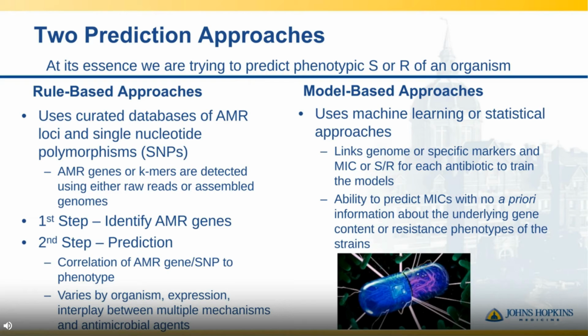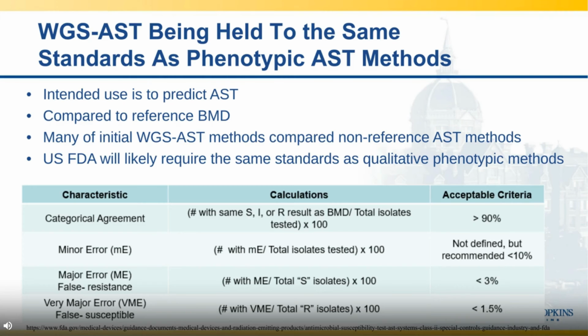These models have the ability to predict MICs with no a priori information about the underlying gene content or resistant phenotypes of the strains. So the models really do that in the background to pick out the important information for those predictions. So the next step is, once you've predicted it, you're going to have to compare to the phenotypic reference standard, which is broth microdilution, because the intended use of whole genome sequencing is to predict your phenotypic AST, so you need to compare it to your reference standard.